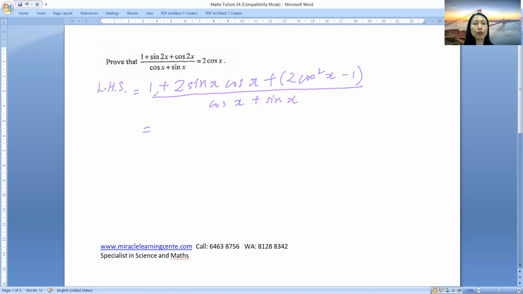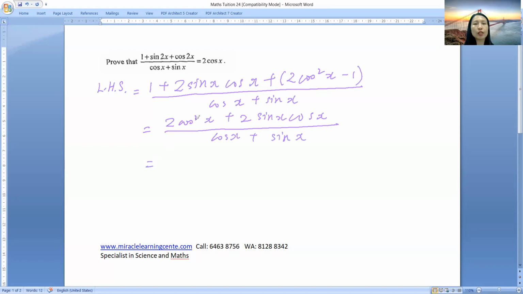Okay, so now we simplify the top. So 1 minus 1 will no longer be there. So we left this one over here, which is 2 sine x cos x and 2 cos squared x. Okay, so I'll put the 2 cos squared x in front plus 2 sine x cosine x divide by cosine x plus sine x.